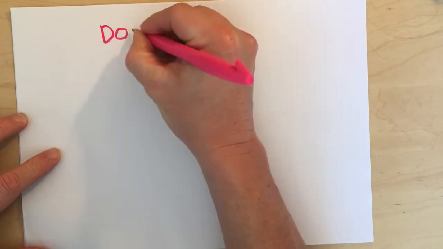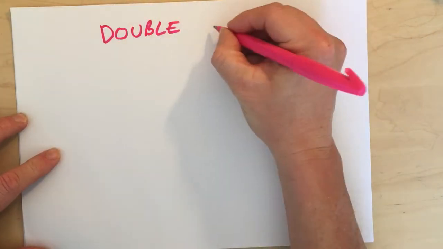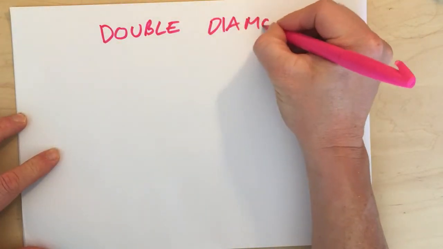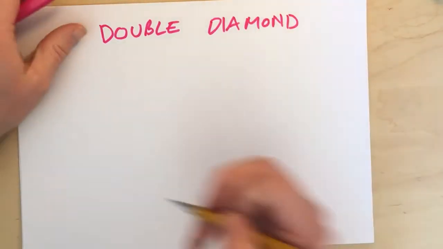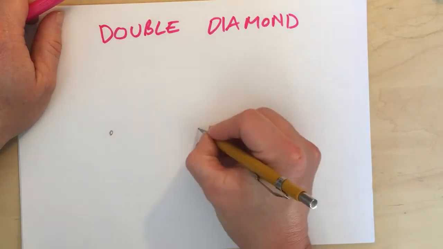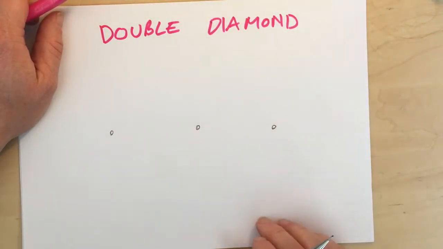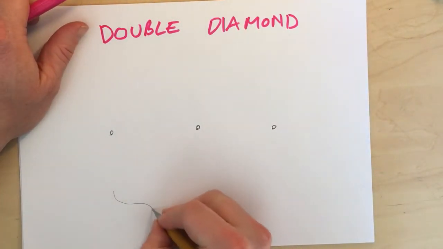Okay, so having covered divergent design or divergent thinking, I'm now going to talk to you about a design strategy that people use, and it's called the double diamond. And it's called a double diamond because it looks like a double diamond. And this strategy involves two parts of a design process.